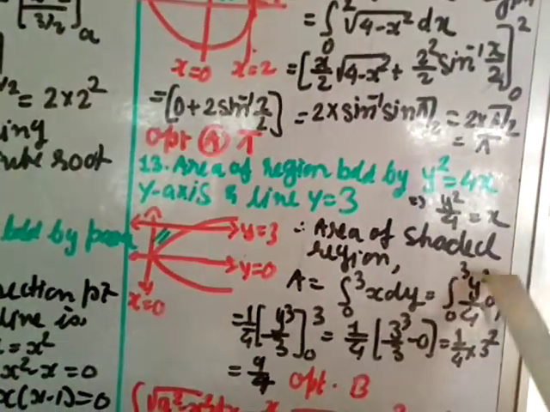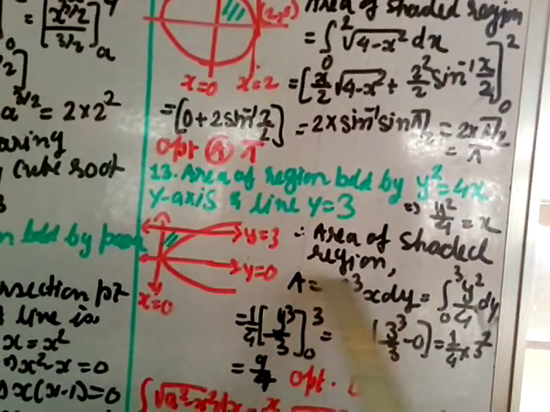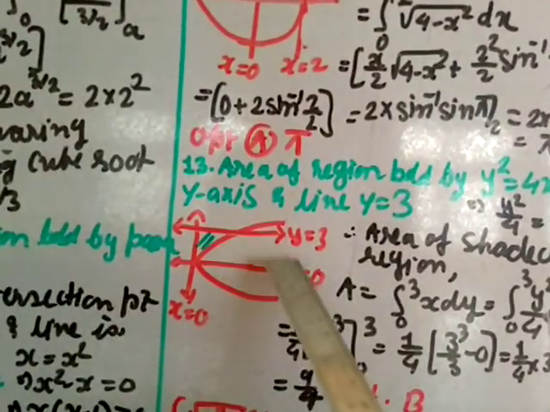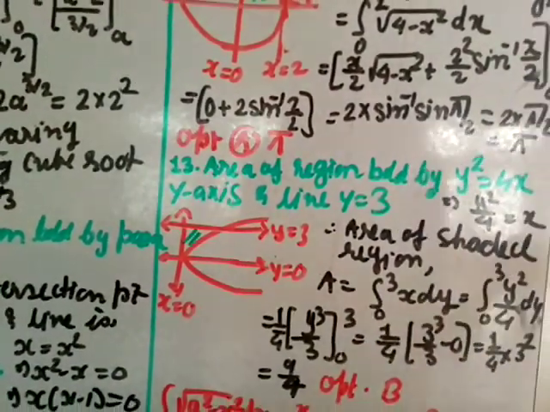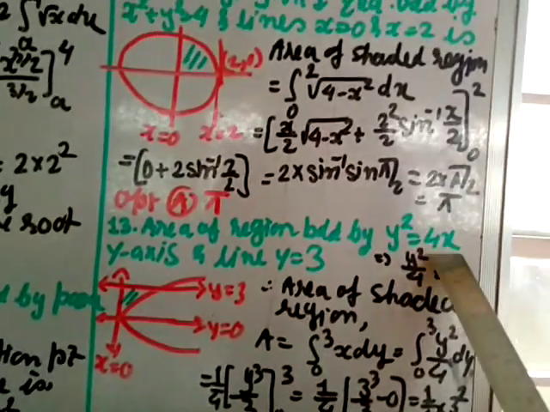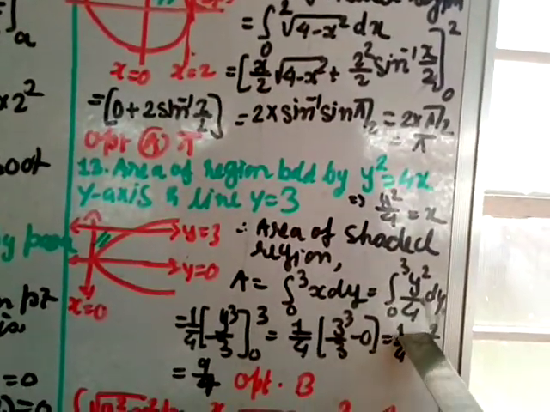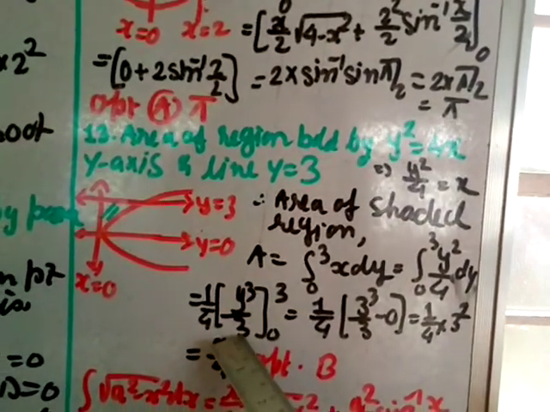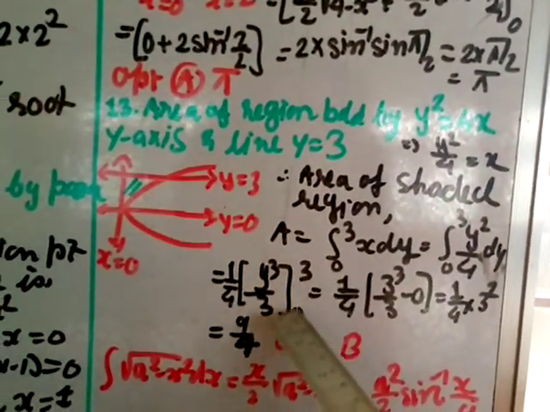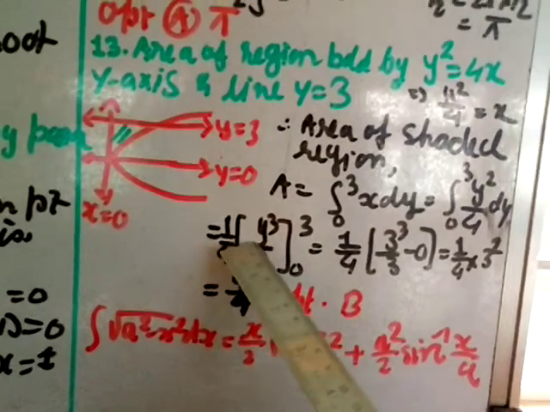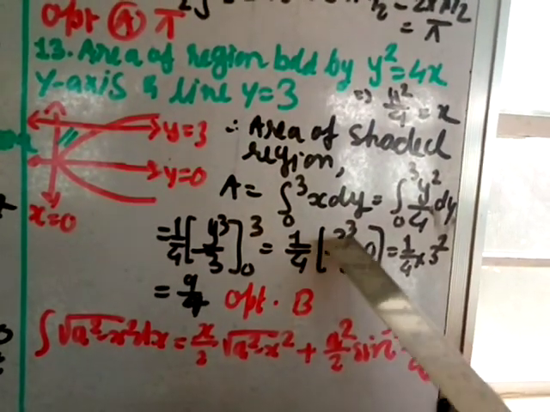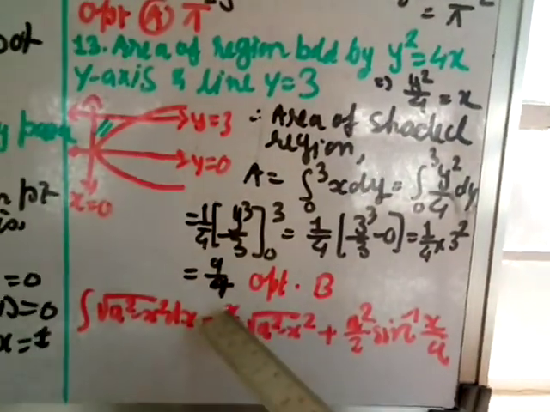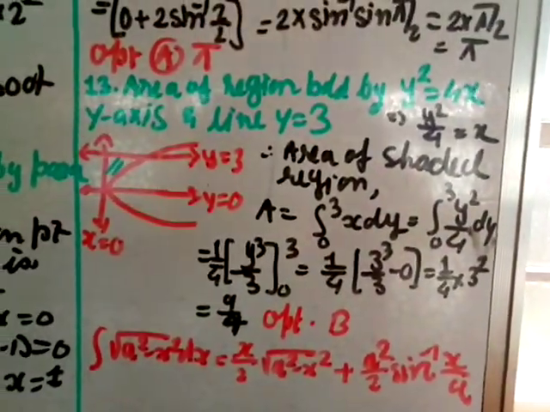Area of the shaded region A is equal to the integral from 0 to 3 of x dy, with respect to y, because the limit is in terms of y. That's why it is with respect to y. And instead of x, what will you put? y square by 4. So y square by 4 dy, 1 by 4 take out, and the integral of y square is y cube by 3, and the limit is 0 to 3. When you put 0, it will be 0 only, so you have to put only the upper limit. So I put 3 cube by 3. So 3 square, 3 cuts, so you get 3 square. 3 square is 9, and this is 4. So 9 by 4, and that is option B. So option B is the correct answer.